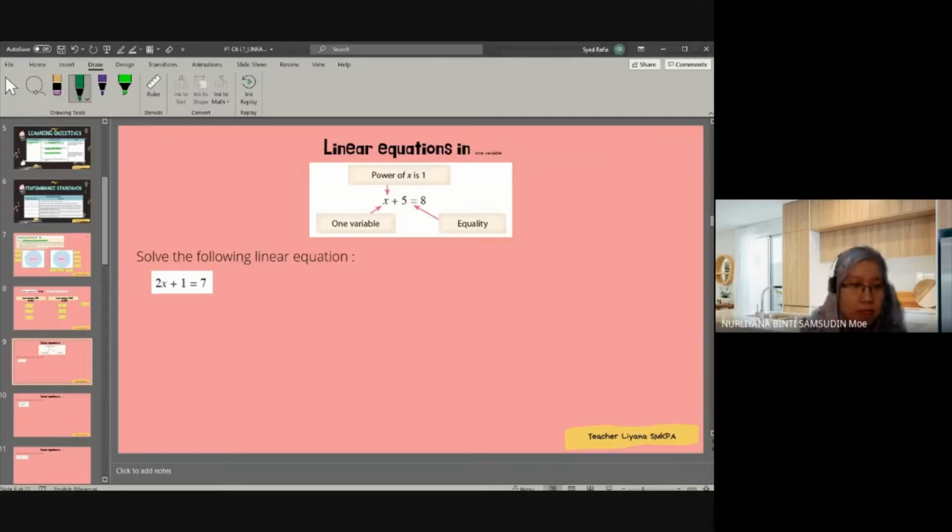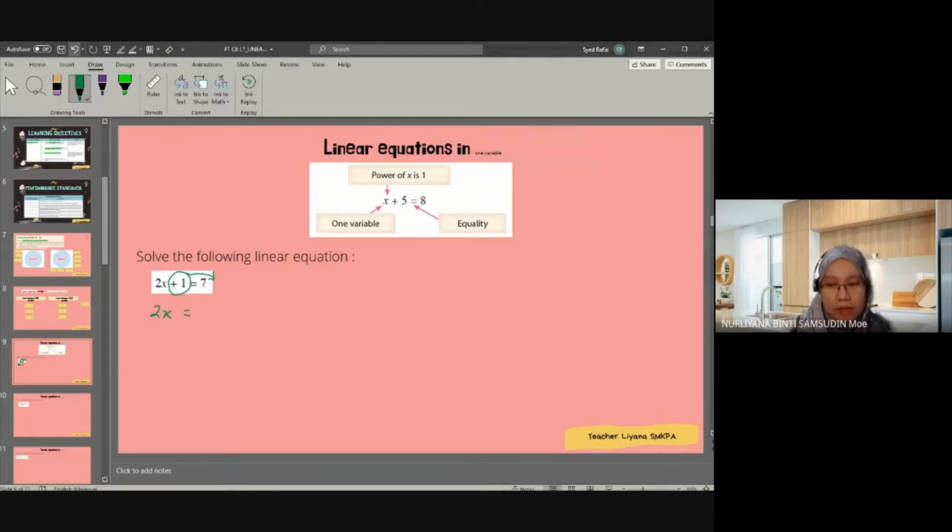The first thing is, when we want to solve the linear equation, we separate the term with variables, and then the number. For example, here we have 2x plus 1 equals 7. So we let the 2x remain on the left side of the equation, and we take this plus 1, we move to the back.